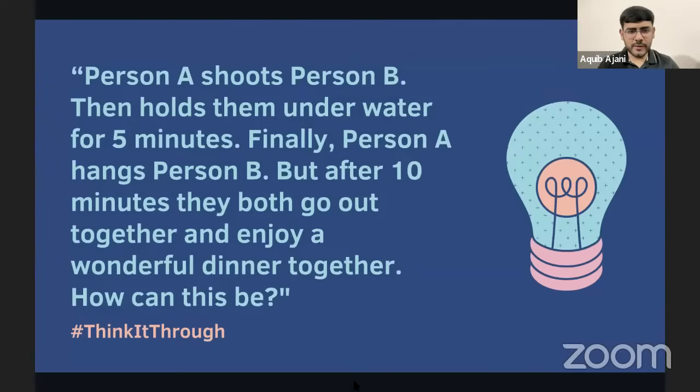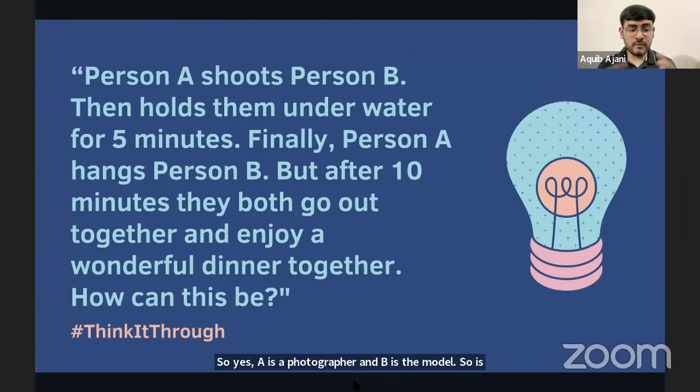Okay, we have a couple of responses. Let's check. Key is not the correct answer, but yes, photography is the correct answer. So the correct answer here is A is shooting B. By shooting, we mean taking a picture of B, right? So A is a photographer and B is the model. So A is shooting the model.